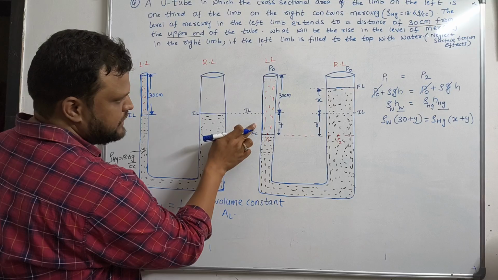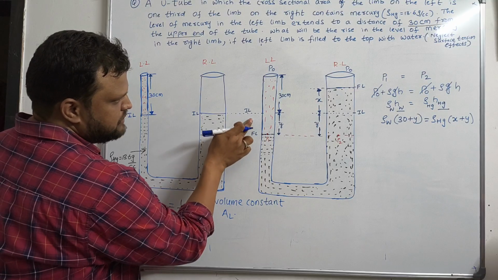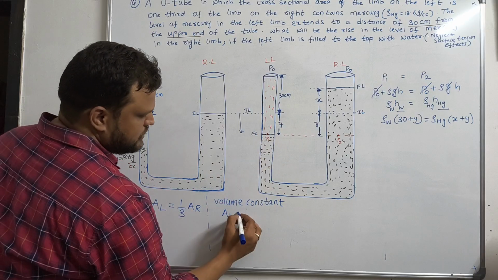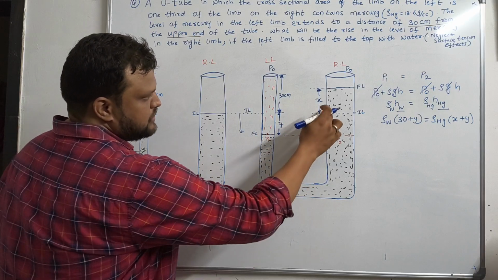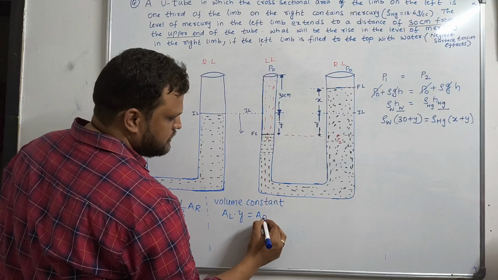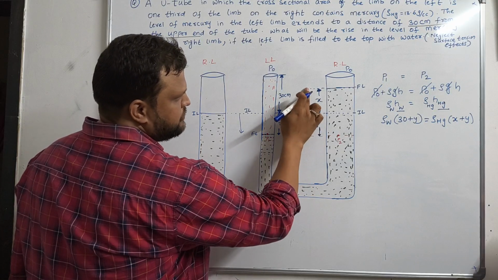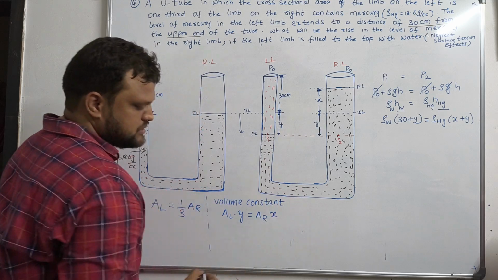What is the left limb height here from initial level? From initial level, the decrement over here is how much? The decrement over here is y. So you can take A_L into y. And on the right limb, area into right limb height. And what is the increment on the right limb from initial level to final level? The increment is x.